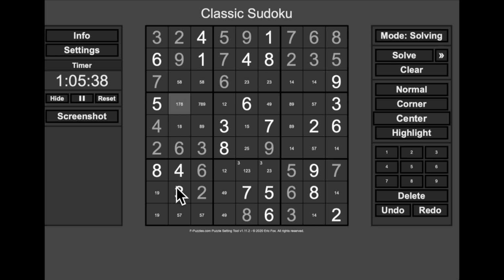Let's see, 2, 3, 4, 5, 6. 9 says this can only be 1, 7, or 8. This sees everything from 1 through 6 inclusive, so this is 7, 8, or 9.